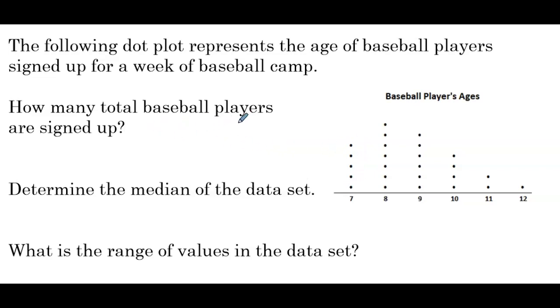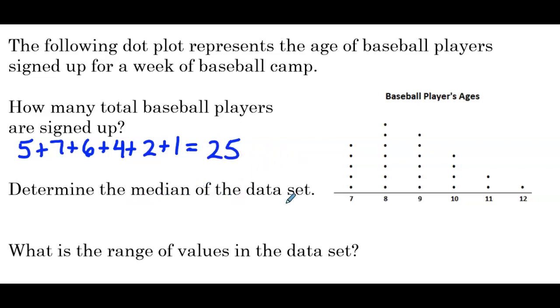So how many total baseball players are signed up? We have to count the number of dots. So we have 5 dots on 7. So there are 5 players that are 7 years old. And then we have 7 dots at 8, 6 dots at 9, 4 dots at 10, 2 dots at 11, 1 dot at 12. So summing these values up, we'd have 12, 18, 22, 24, 25. So there are 25 total players signed up for a week of baseball camp.